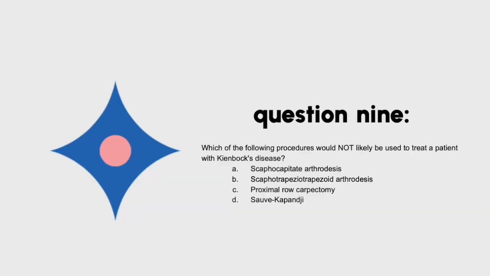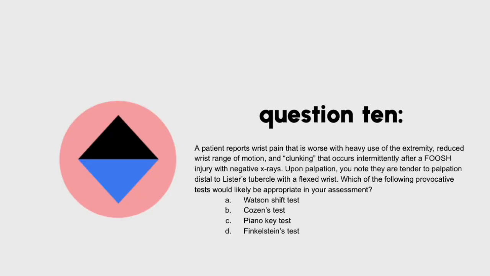Question 9. Which of the following procedures would not likely be used to treat a patient with Kienböck's disease? A. Scaphocapitate arthrodesis. B. Scaphotrapeziotrapezoid arthrodesis. C. Proximal row carpectomy. D. Sauvé-Kapandji.